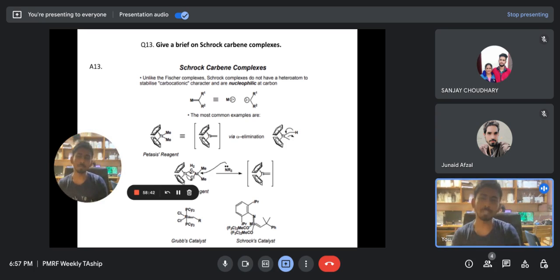Remember, the Fischer carbene and the Schrock carbene complexes are opposite in nature. In case of Fischer carbene complexes, the carbon bears a delta positive charge and the metal bears a delta negative charge, and just the reverse is true in case of the Schrock carbene complexes. The metal atom bears a delta positive charge, and the carbon atom has a delta negative charge.